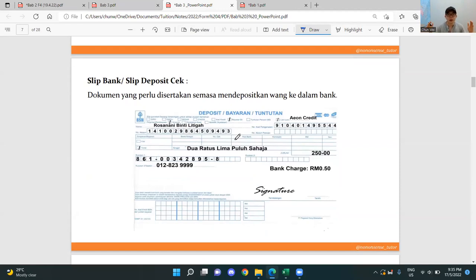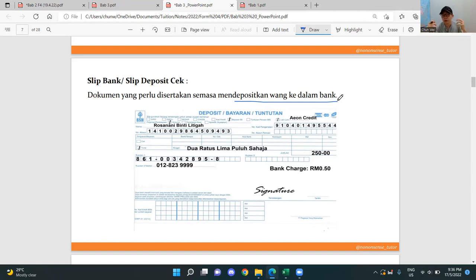So this is very simple. All right, what is a slip bank? A document yang perlu disertakan semasa mendeposit wang ke dalam bank. So this is a very old way of depositkan wang. All right, a very old way of doing it. Okay, because now we don't go to bank to masuk wang. All right, you just put into the ATM machine and then it will go into your bank account.